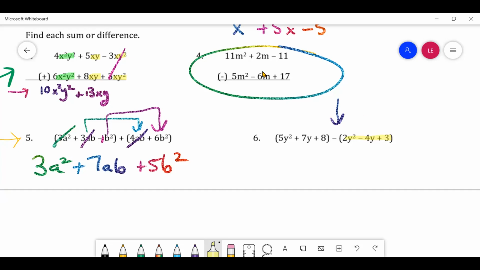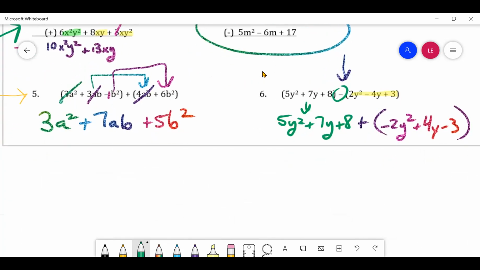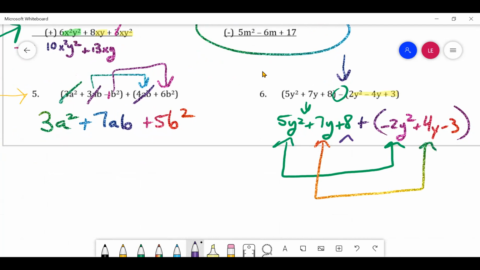So to finish off with the last one, you bring down the first polynomial, which doesn't change. The second polynomial, we change the signs, but remember, first you change this, add the opposite, so the minus becomes positive. Now I'm going to change the signs of all three terms inside the second polynomial: -2y squared plus 4y minus 3. And now just combine like terms. So you're going to combine these two, and then the last one.